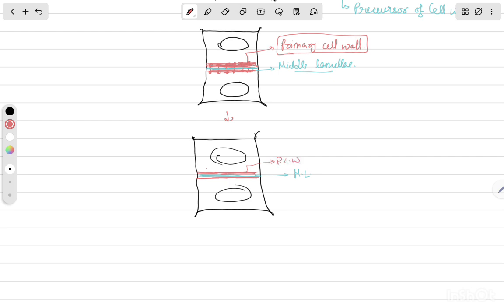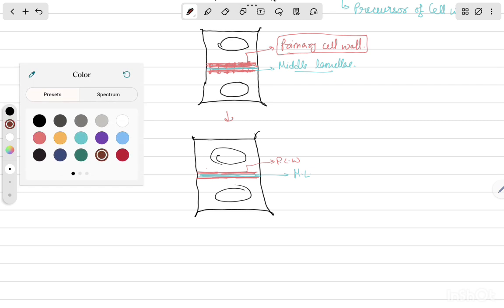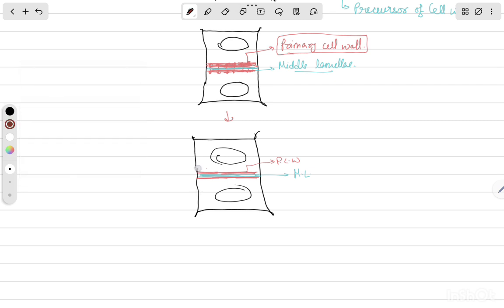Now, as the cells start maturing, at the time of maturation, it will form secondary cell wall. This primary cell wall will form secondary cell wall towards the inner side, that means towards the cytoplasm. This layer is known as secondary cell wall.